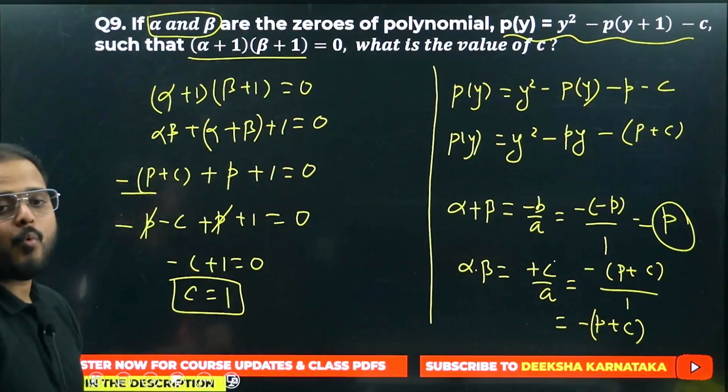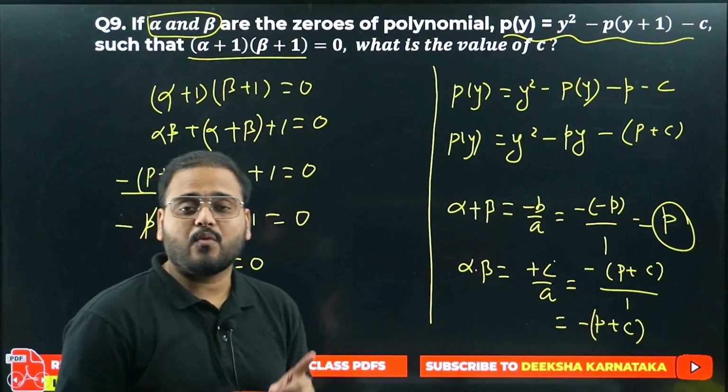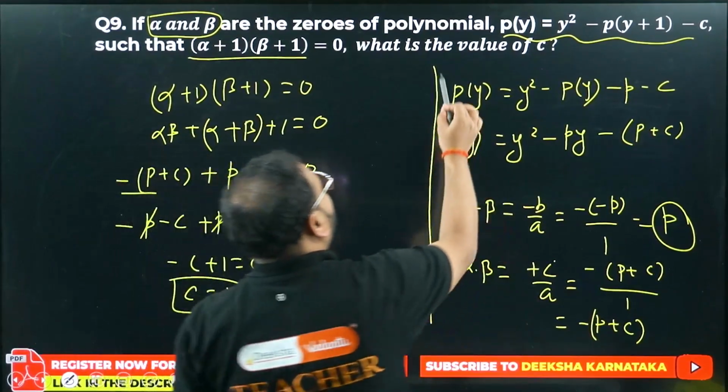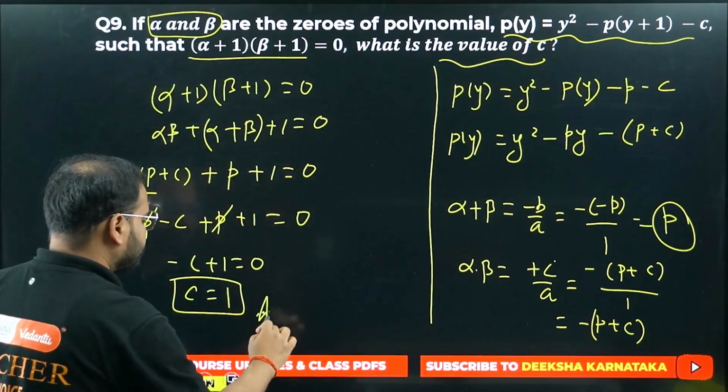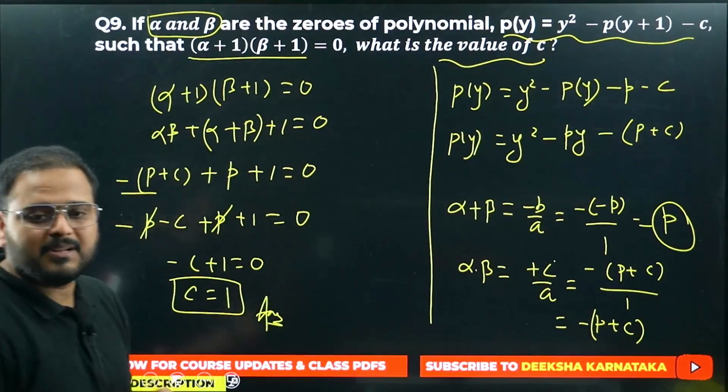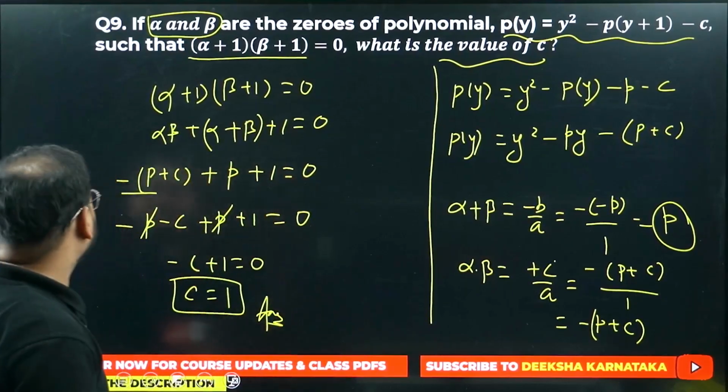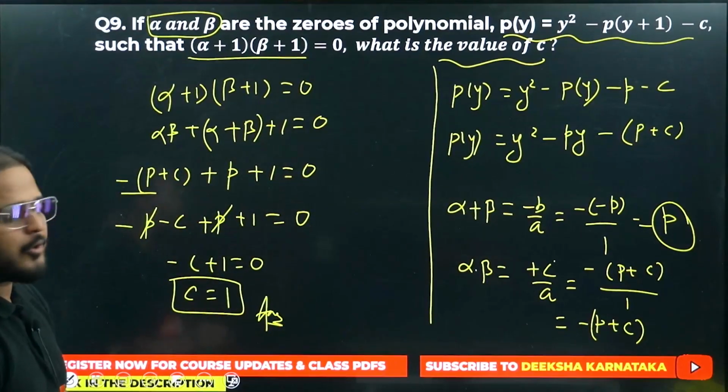C equals to 1, sir. C equals to 1. Answer is what? What is the value of c? Answer is what? C is 1. Okay. Simple. Very, very simple. Okay. Now moving on. I hope this is visible. I hope you understood everything.